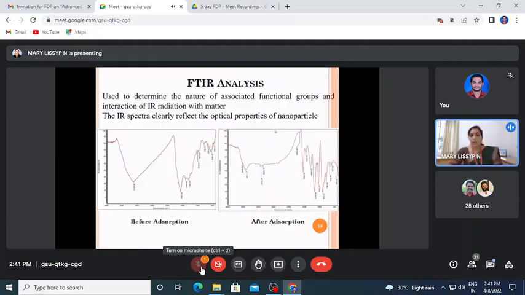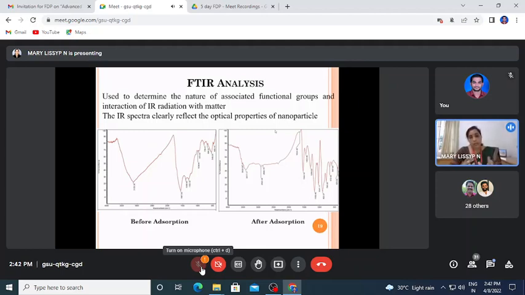Next, another important analysis is FTIR, that means Fourier transform infrared analysis. This is mainly used to determine the nature of the associated functional groups, and the interaction of IR radiation with matter. It also reflects the optical properties of the nanoparticle. Mainly this analysis is done to find the chemical bonds of a molecule through the IR spectrum.